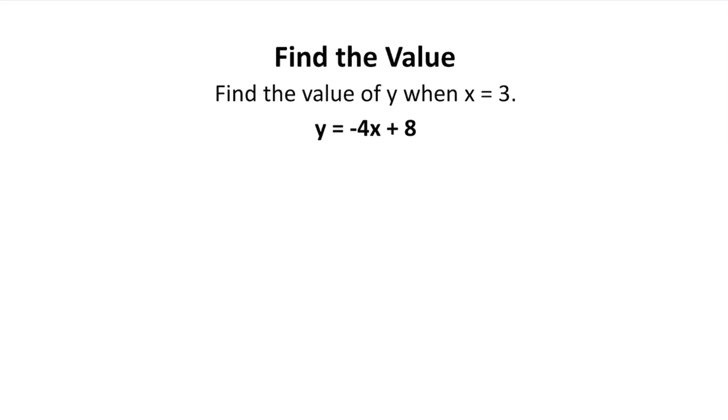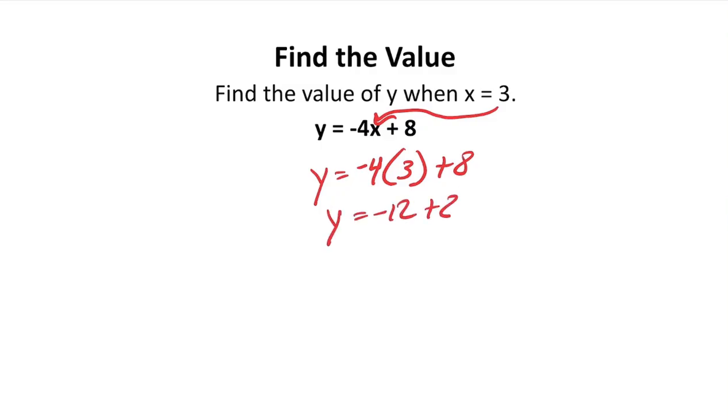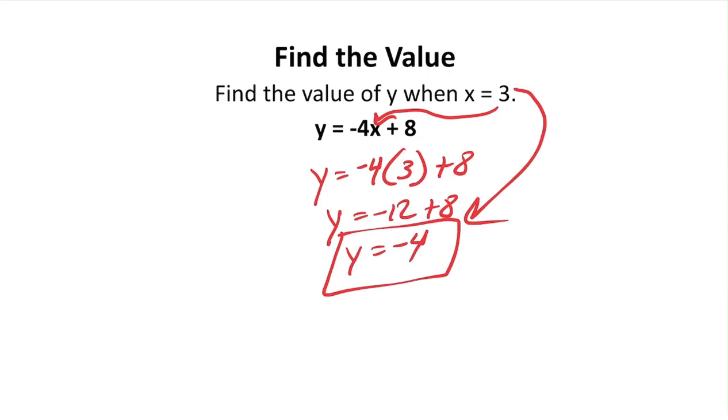Now it says to find the value of y when x is 3. This is the same thing we just did with the function table. All you do is put this 3 in for x and solve it, and it'll tell you what y is. So y equals negative 4 times 3 plus 8. This is y equals negative 12 plus 8. Y equals negative 4. There's your answer. When x is 3, y is negative 4. This would be how your point would be written if you need to write it out as an ordered pair.